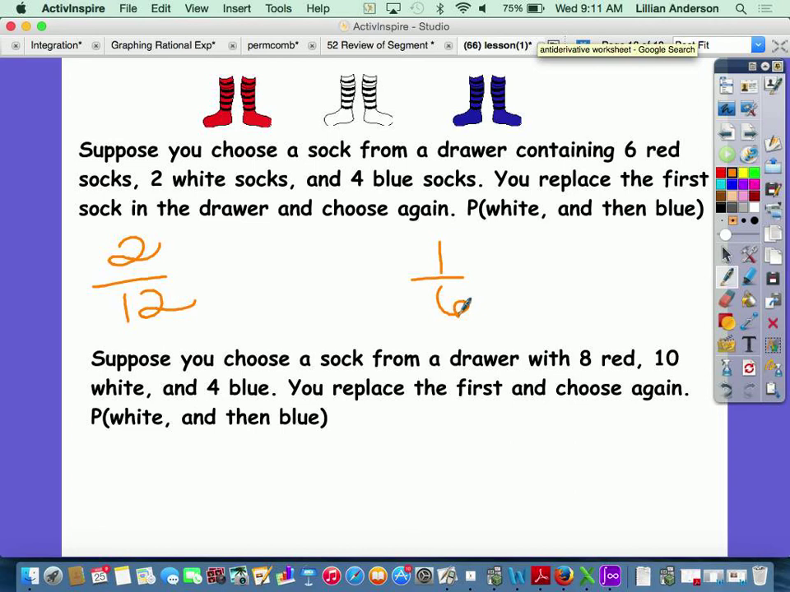How many blue socks are there? Out of how many? What's that reduced down to be? 1 what? Third. What do I do to the two probabilities? So then that'll give me the probability that I draw a white sock, and then I draw a blue sock, which is what? 1 out of 18.